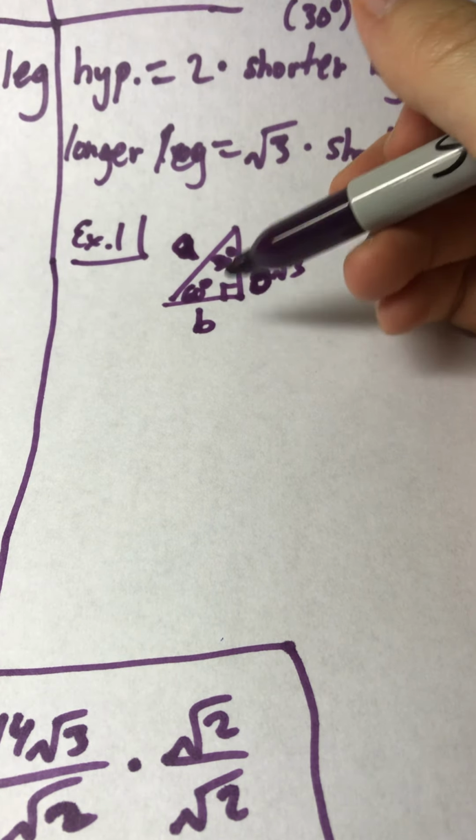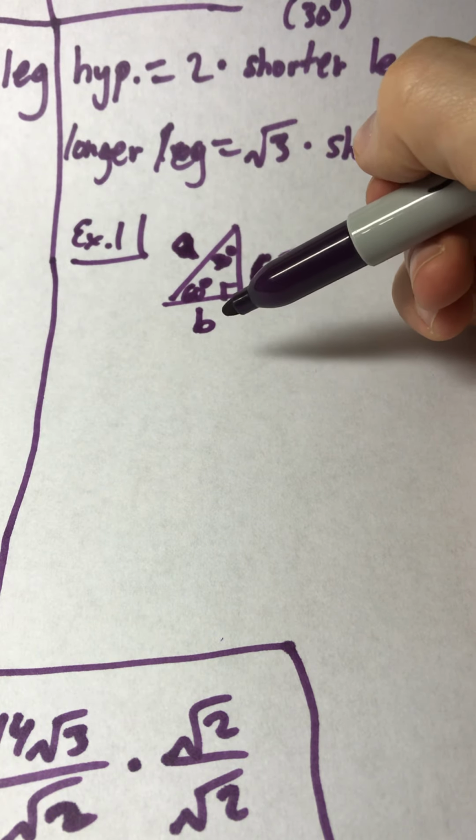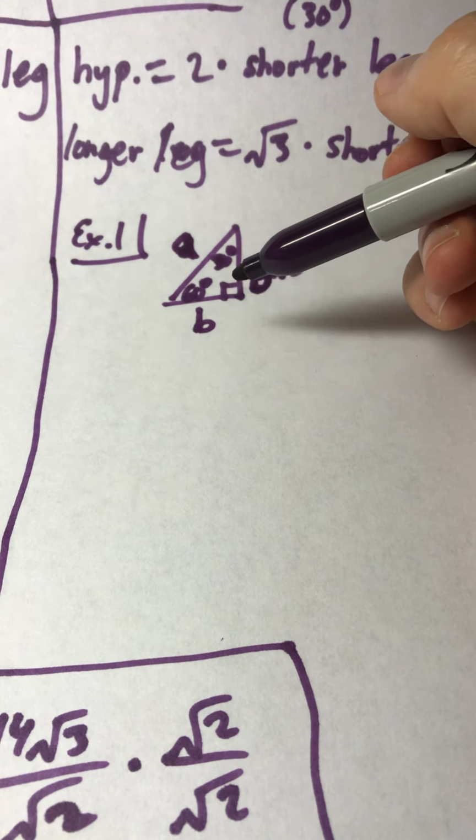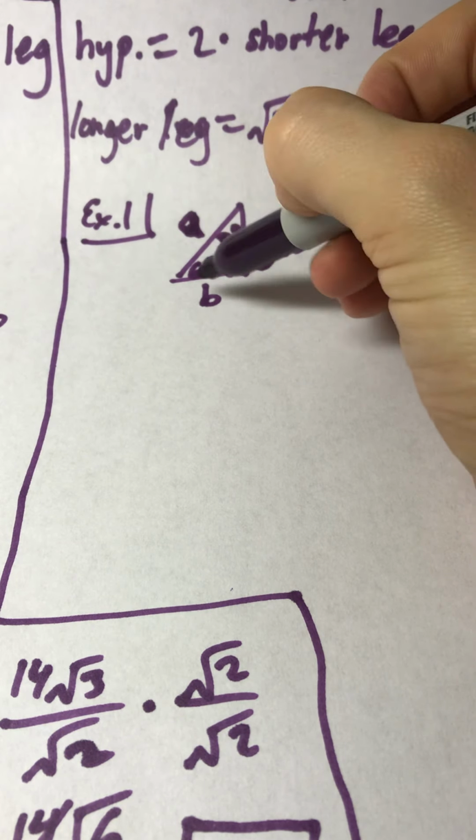Why don't we just find both of them? Because you might have a problem like this where it asks you to find the hypotenuse or the leg. So why don't we just make this into 2 problems. So you're looking for either one of these 2.